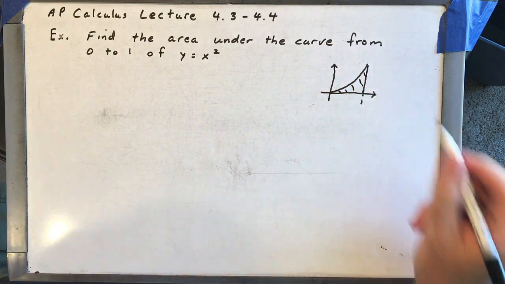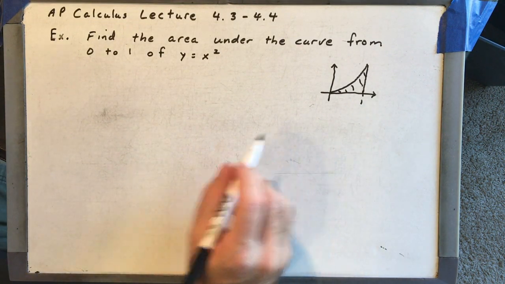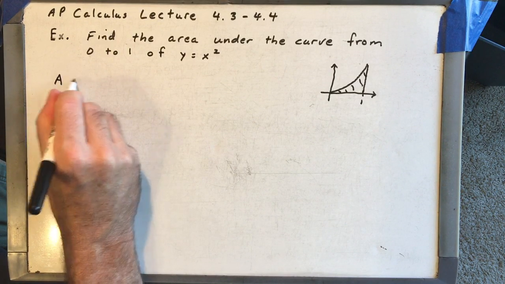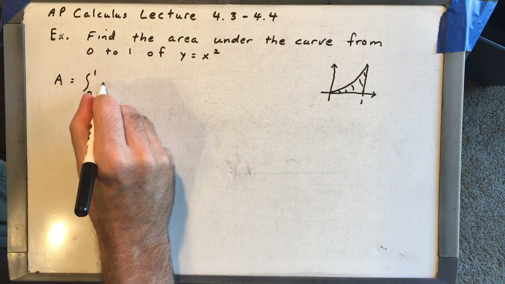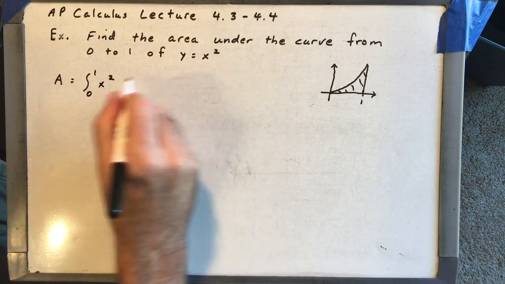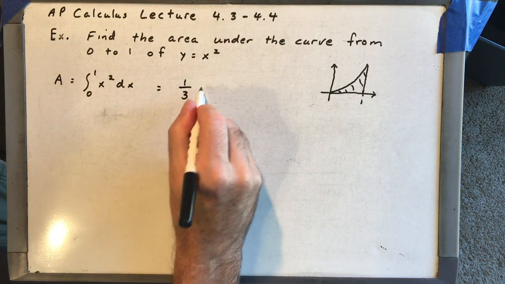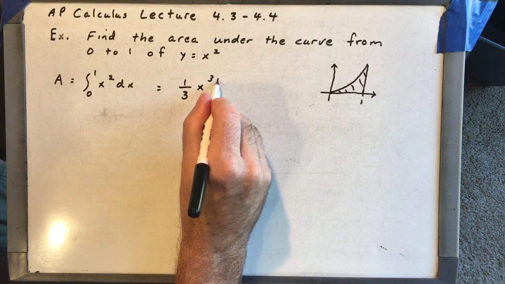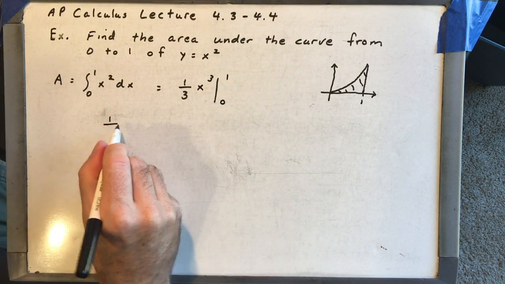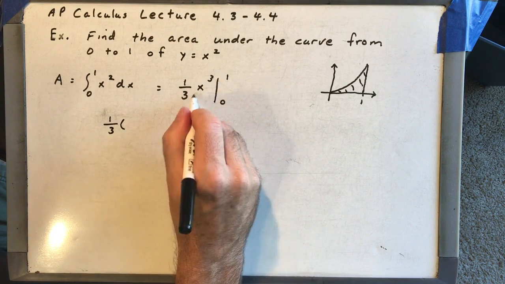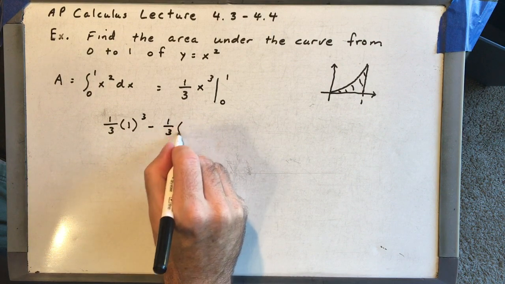So we don't have a fancy geometry formula for something like that, do we? Looks kind of like maybe a sail or something. But we can figure it out with calculus. So area is going to equal the integral from 0 to 1 of x squared dx. Take the antiderivative of x squared, that's going to be 1/3 x cubed. And we need to evaluate that from 0 to 1. So that would be 1/3 times plug in 1 minus 1/3 plug in 0.